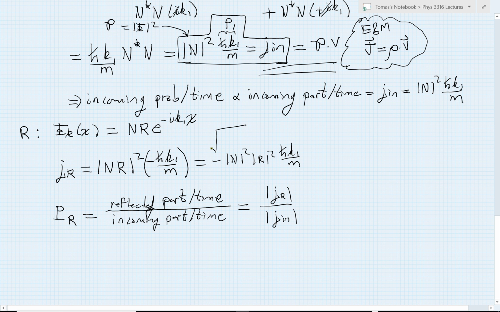All that this minus sign is telling me is that this is a backward flowing current. There's a backward flow. I know that it's traveling back at me to the left. That's why I'm calling this the reflected beam. That sign, though, is just telling me the direction of flow. If I want to know the total magnitude of the flow, the total number of particles per unit time reflected, I should look at the absolute value of this current.